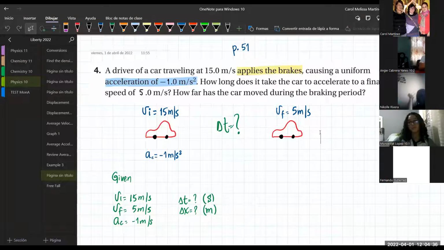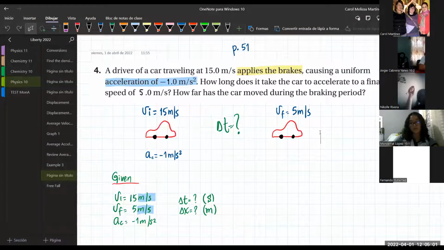Now, what comes after? I need to see if I have a conversion to do. Do I need to do a conversion here? No. Take a look at the units. I have meters per second, meters per second, meters per second squared. So, no, I don't need to do conversions. So, my first step, I'm not going to do it.